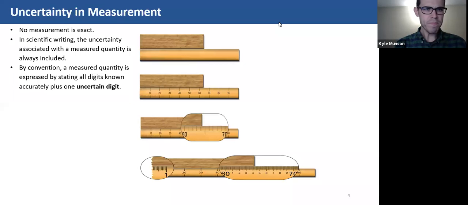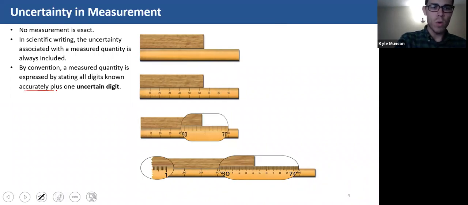So what are significant figures and uncertainty in measurement? Well, no measurement is exact. So in scientific writing, the uncertainty associated with a measurement should always be included, if they're good scientists. So by convention, a measured quantity is expressed by stating all the digits known accurately plus one uncertain digit. So let's do an example here together.